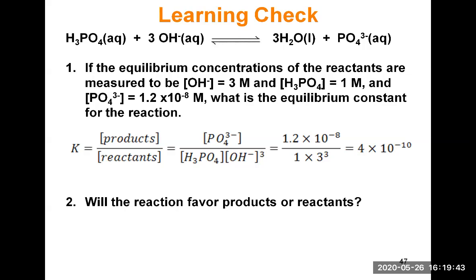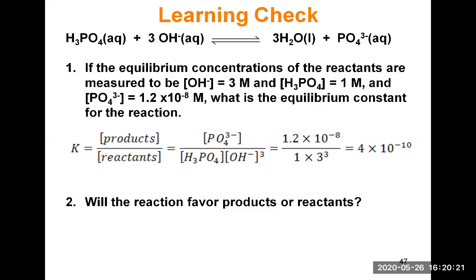Next, you want to plug in the values of the concentrations. The concentrations are given in molarity, which makes sense because the brackets here symbolize concentrations in molarity. So it's 1.2 times 10 to the negative 8 for the phosphate ion over phosphoric acid, which is 1, and the hydroxide ion is 3 to the third, right? Don't forget to raise the 3 molar to the third power because OH minus is cubed.